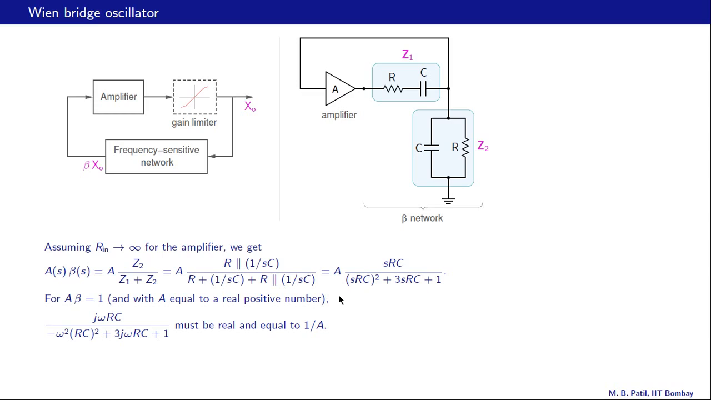Let us substitute S equal to J omega in this expression, and then this is what we get. We have J omega RC in the numerator, which is a purely imaginary number, and we have this expression here in the denominator. The denominator has two parts, a real part which is 1 minus omega squared RC squared, and an imaginary part which is 3J omega RC.